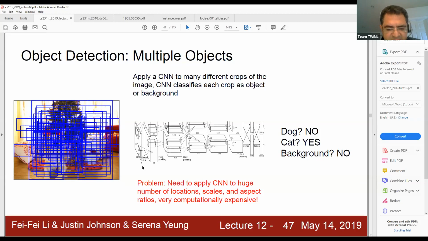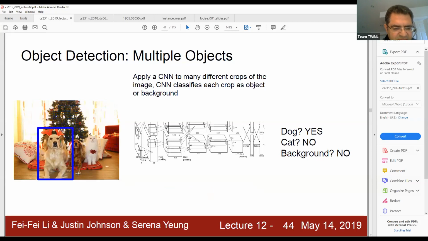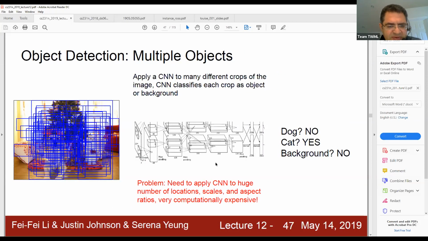Oh yeah, and of course I forgot aspect ratio, right? Say you have a giraffe, so you have a very tall box, or you have a soccer ball, so then you have a square box, right? So this becomes very computationally intensive if you try to do this box approach. That is, if you take crops of the image and pass it through the convolutional network, you have too many boxes to go through, and it's too intensive.